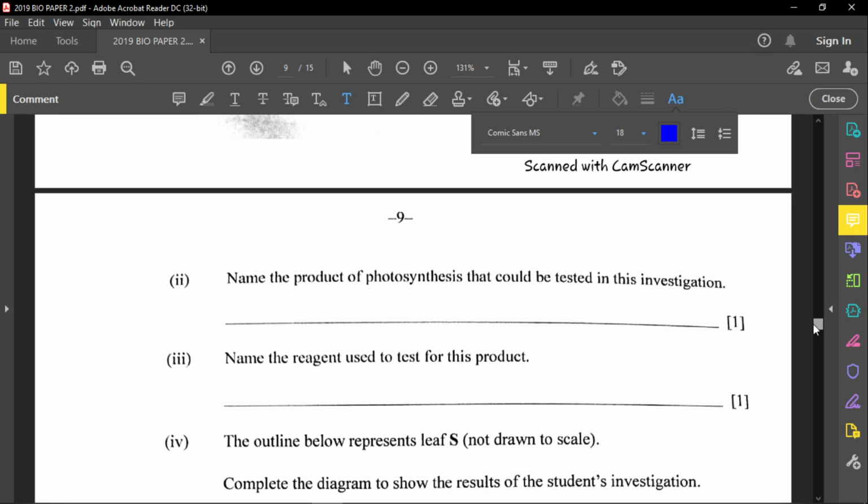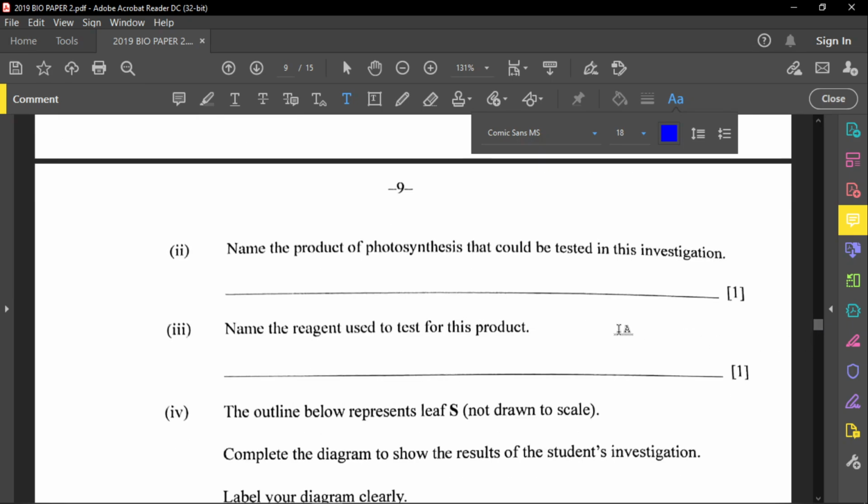Name the product of photosynthesis that could be tested in this investigation. The product that we're going to test for here is starch, because starch is an indication that photosynthesis would have occurred. Name the reagent used to test for this product. What you use to test for starch is iodine. So you use iodine right there.